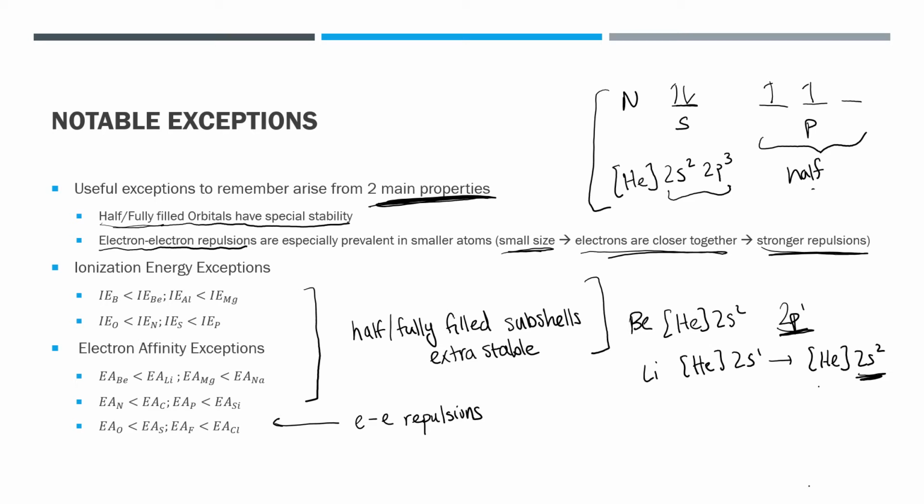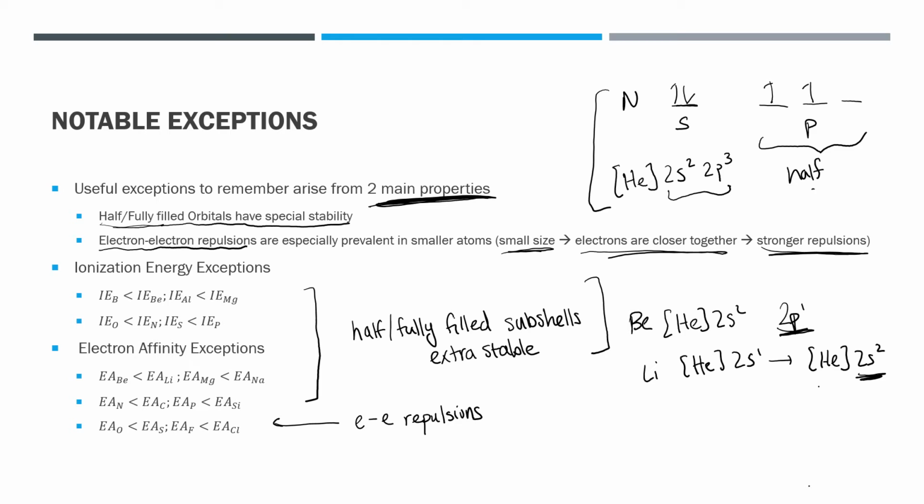And this makes it more unfavorable, which is exactly why the electron affinity of lithium is greater than that of beryllium. So this is an exception, because our general electron affinity trends would say otherwise. And we can see this exact same exception with magnesium and sodium, which is on the period below. Now I want to talk about nitrogen and carbon, which is basically the same as when we talked about oxygen and nitrogen ionization energies in the previous section.